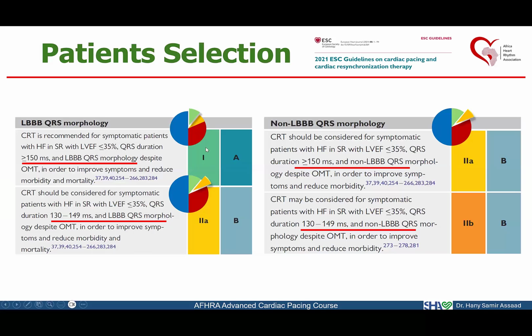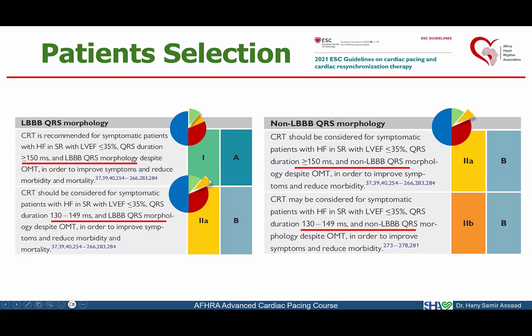level of recommendation and evidence, 1A, are those who are symptomatic, regardless of the NYHA class, without specification, LV ejection fraction less than 35%, a QRS duration of more than 150 milliseconds, so a wide QRS more than 150, and a left bundle branch QRS morphology. With no doubt, these patients would benefit if they are still symptomatic despite the optimal medical therapy.